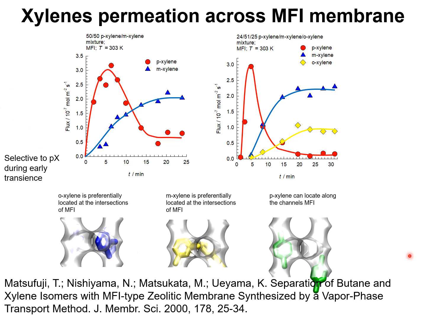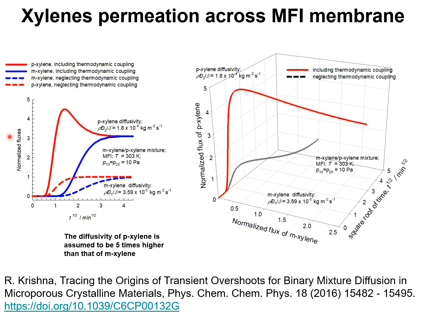The simulation of para-xylene, meta-xylene mixtures was carried out and will be presented in the following slide. Here are the simulation results for permeation of para-xylene, meta-xylene mixtures across an MFI membrane. Two types of simulations were carried out. The continuous lines show the simulations in which thermodynamic coupling effects are duly accounted for. The dashed lines are the simulations in which thermodynamic coupling effects are considered to be negligible.